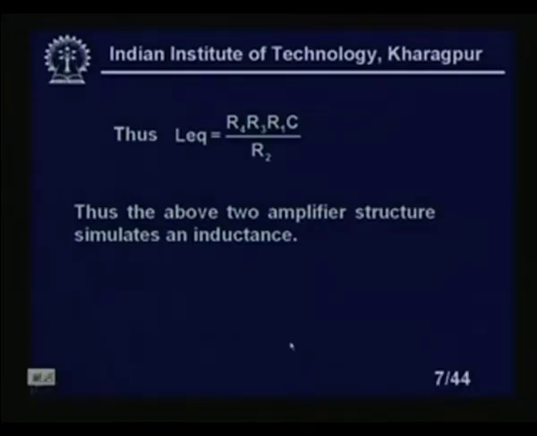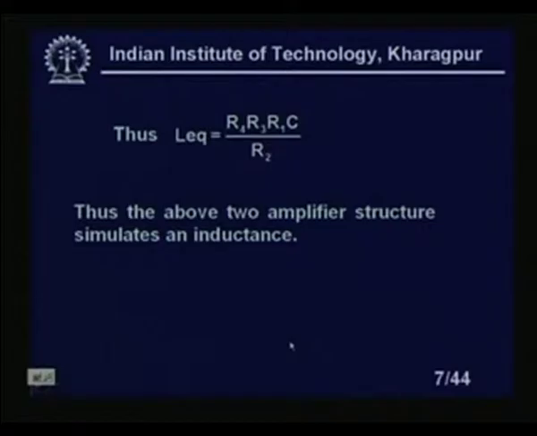You see there are various combinations of this, you can choose any one of these. Suppose you can choose R4 also, as in the capacitance, by which you can get the equivalent inductance, right. Now, thus the above two-amplifier structure simulates an inductance, that is actual.